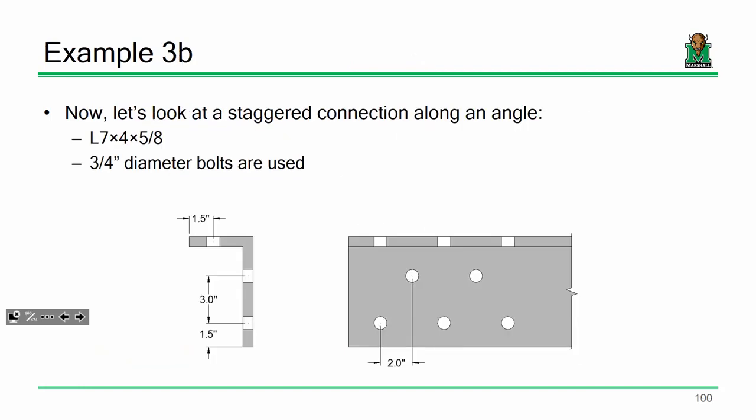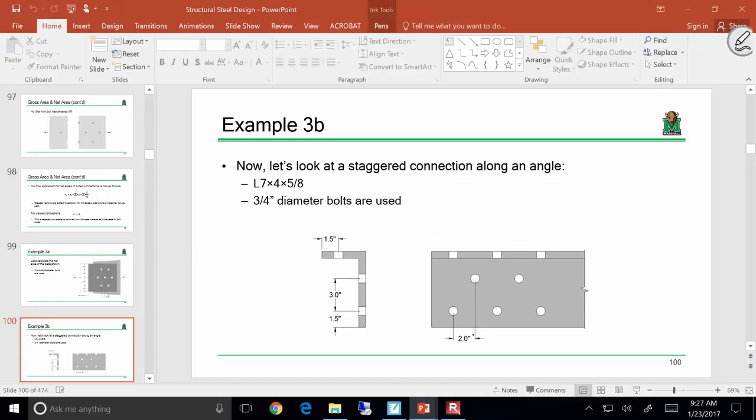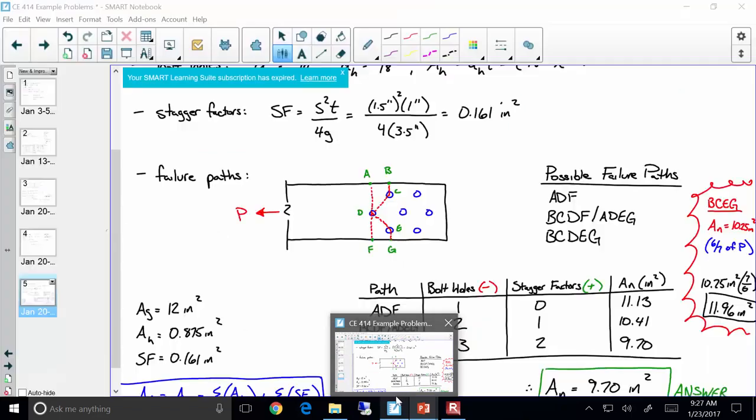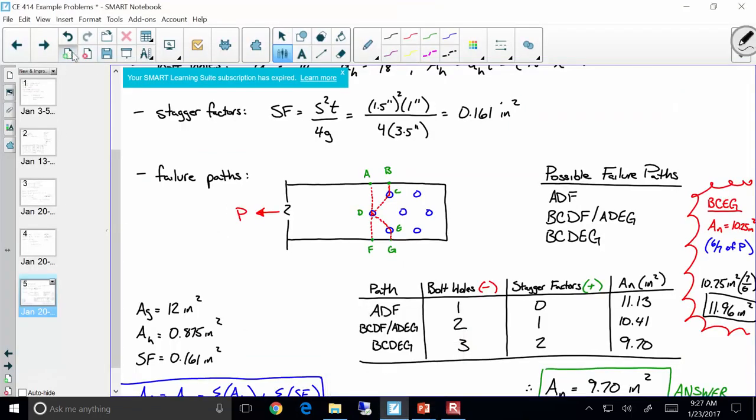So we'll take our time with this, but I really want to make sure this makes sense. All right, so L7 by 4 by 5/8. So you all have this. I'm going to add some dimensions and ultimately try and increase the clarity of what's going on. So 3B. Okay, first off, we have an L7 by 4 by 5/8. So our goal is to compute the net area. What's the first step in computing the net area? What is the gross area of an L7 by 4 by 5/8?